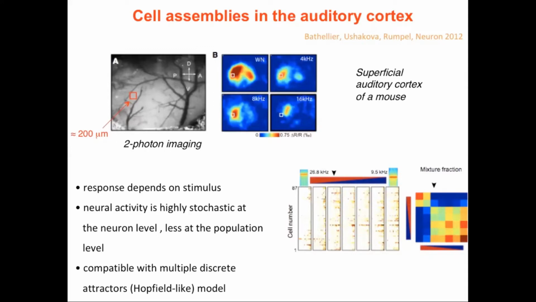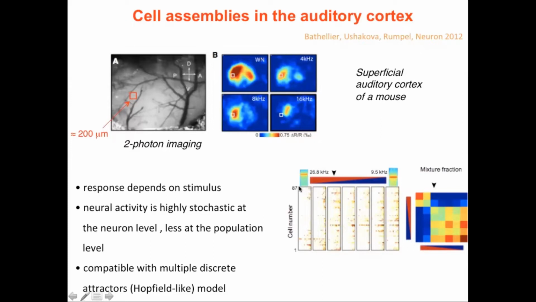So here you see the kind of experiment which is done. The activity is recorded in a small patch here, which is about 200 micrometers wide. Depending on what sound is presented to the animal, you see that the activity is specific to this particular sound. Here you see white noise, and pure tones at 4 kilohertz, 8 kilohertz, and 16 kilohertz. So you can record the activity of the neurons, which are identified here, and have a pattern of activity that is shown here. First of all, the response is dependent on the stimulus.